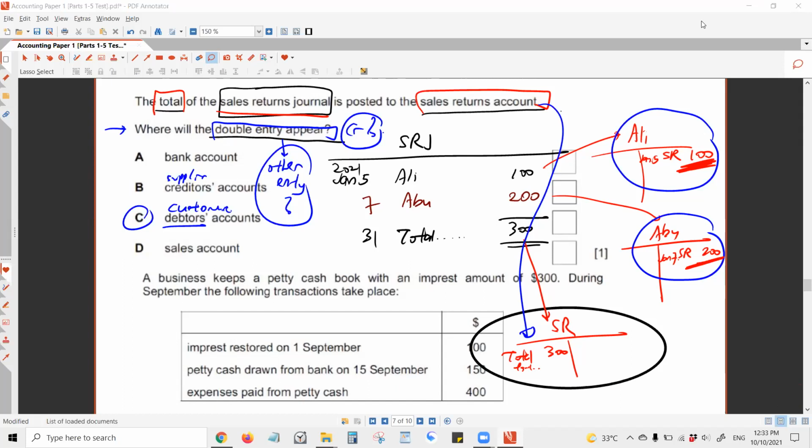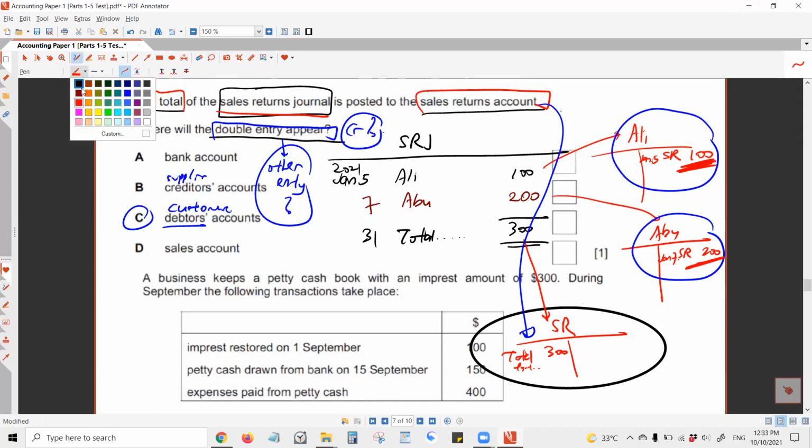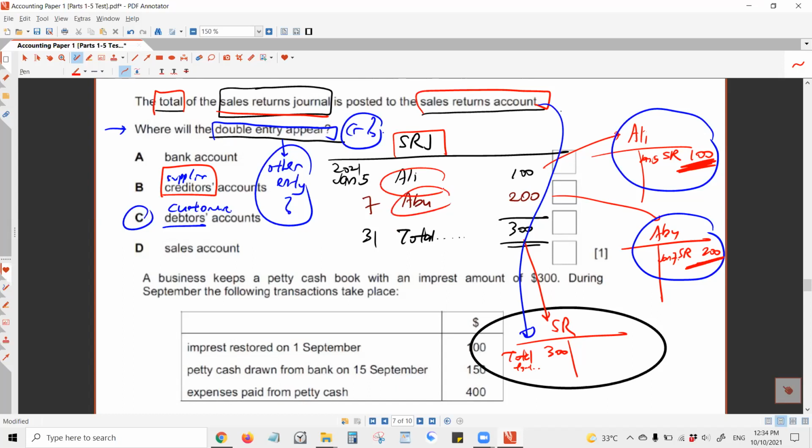Oh, how come it's not B? Because Ali and Abu are not our suppliers. Creditor means supplier. When you record into the sales return journal, it means customers return goods to us. Sales returns means customers return goods to us, and Ali and Abu here are our customers.